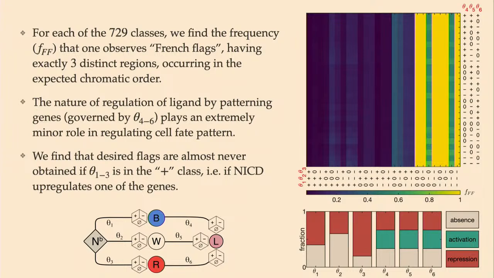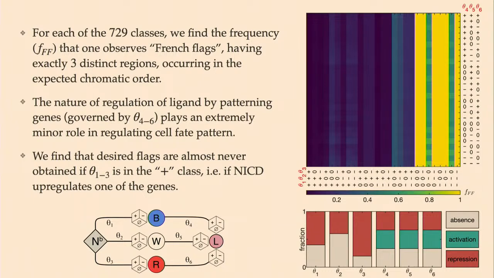So this is actually obtained from a very, very large set of simulations, because for each choice we're doing a large number of simulations, and over the ensemble we look at the fraction of times that we're getting a French flag. A French flag, in how we're defining it, is a flag that has 3 distinct regions occurring in the expected chromatic order. So we're keeping it very achievable.